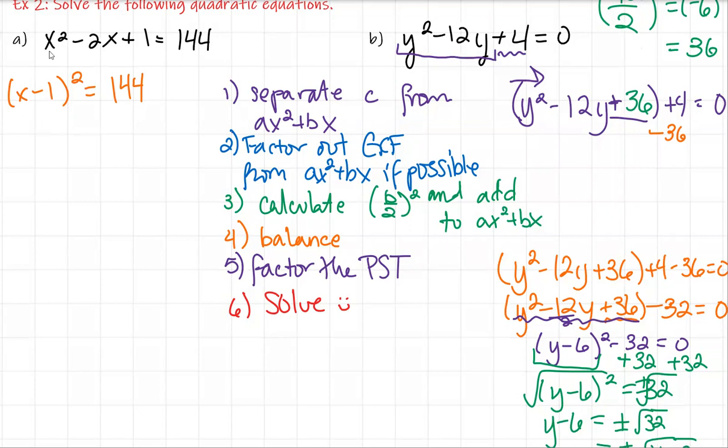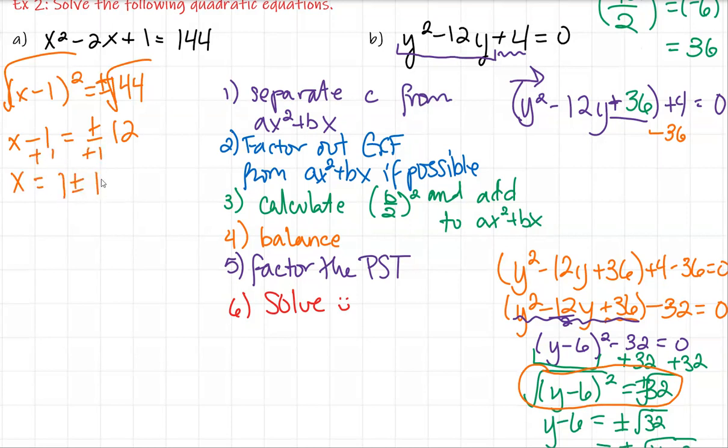Here, I don't have to complete the square. I'm already good. This already looks like this right here. And all I had to do here was square root. So on both sides, I'm going to square root. Plus minus. X minus 1 equals square root of 144. We know that to be 12. Okay, so x is equal to, all I have to do is add 1 to both sides. I get x is equal to 1 plus or minus 12.